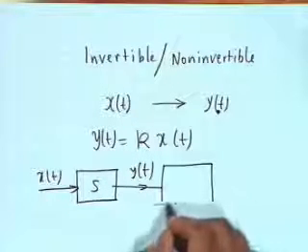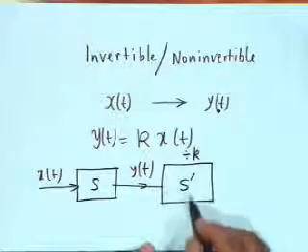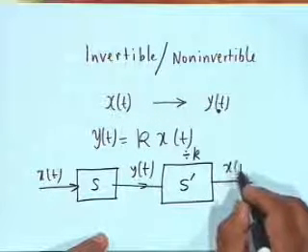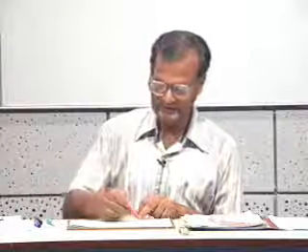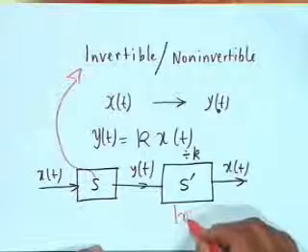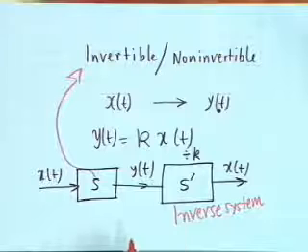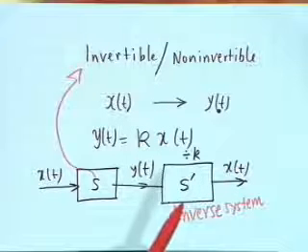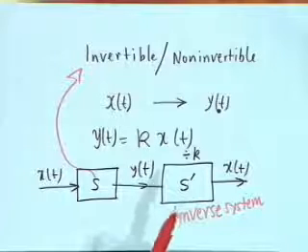Obviously, if I put another system which divides by k, this system S prime is such that any input it gets, it divides by k, then obviously we get x of t back. And therefore, this system S is said to be an invertible system. And S prime is known as the inverse system. Is the point clear? A distinct input produces a distinct output, and from the output, the input can be recovered by a suitable inverse system.